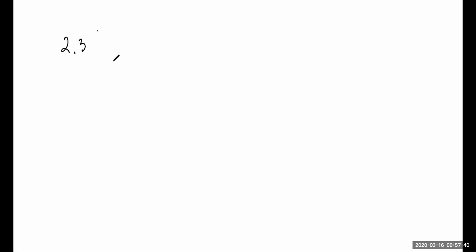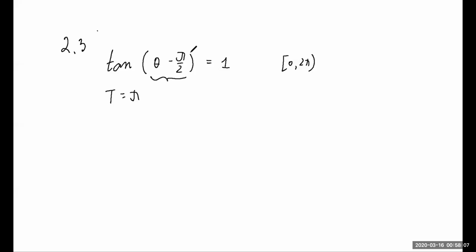Okay, one more equation we are going to consider is tangent of theta minus pi over 2 equals 1. Well, again, we want to choose solutions on the interval from 0 to 2 pi. What is the trick here, guys? The period of tangent is not 2 pi, it's just pi. So first, I'm going to assume that this one is just something unknown, and I'm going to solve it for the whole thing.